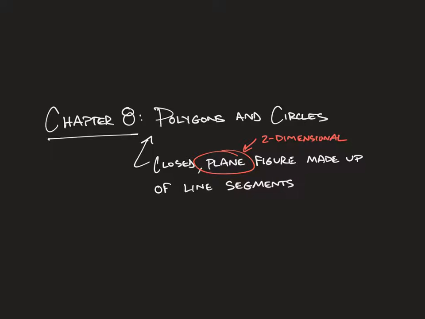So you're already familiar with a number of polygons. Our friend the triangle is a polygon. Our friend the quadrilateral is a polygon. We could even go, why not do a pentagon? That's a polygon as well.